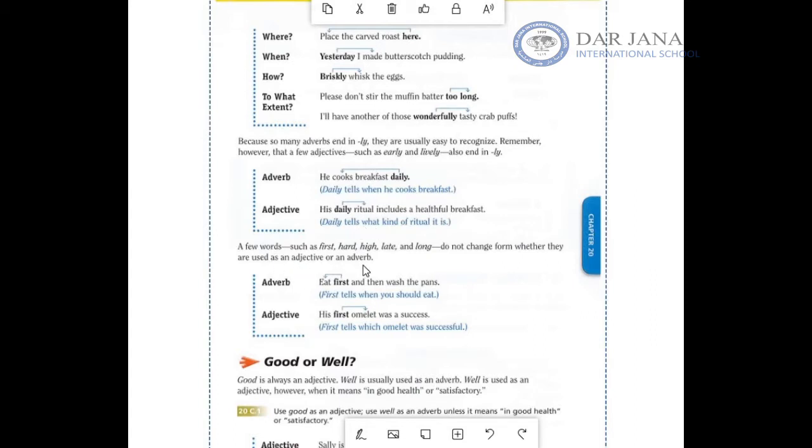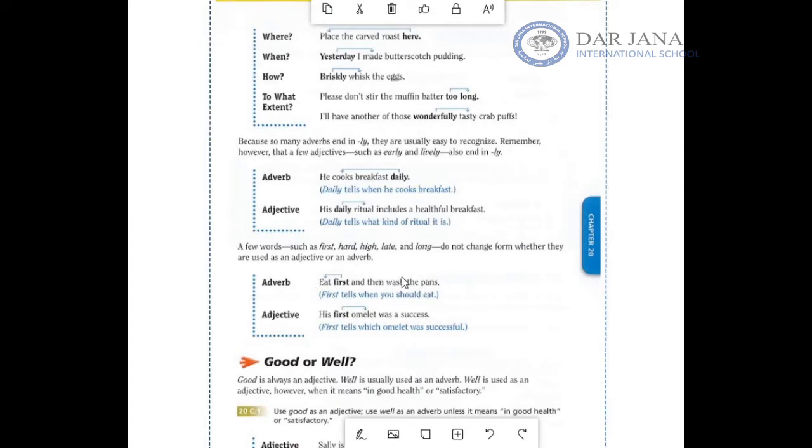Sometimes also we have some adverbs that do not end in ly, and they are also used as adjectives with the same form, like first, hard, high, late, and long. Those words are used as adverbs, and also they can be used as adjectives. And how can we determine whether this word is used as an adjective or adverb? We can answer this by recognizing which words they modify, which questions they answer.